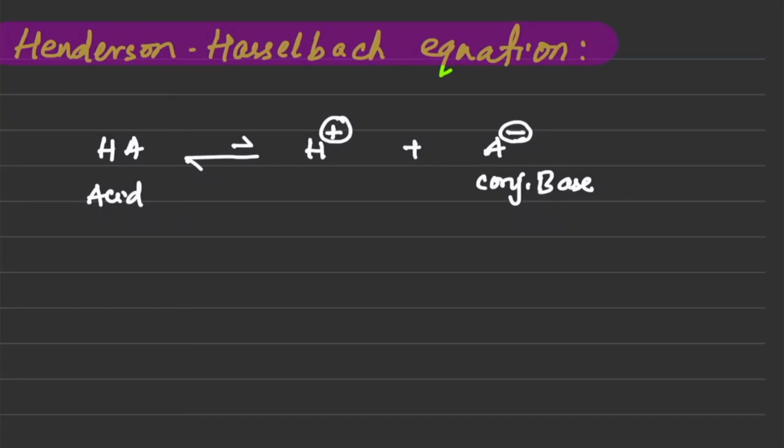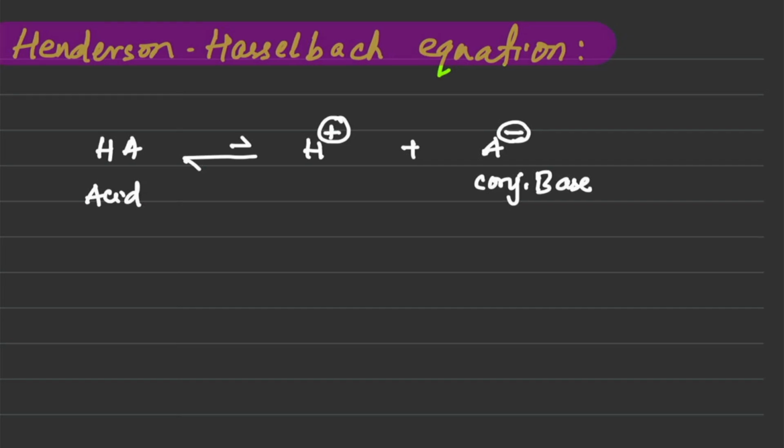Hello everybody. In this video we will discuss and derive the Henderson-Hasselbalch equation. Let's say we have a weak acid HA, which is in equilibrium with its acidic proton H+ and its conjugate base. So this is our acid and this is our conjugate base. They are in equilibrium with each other.